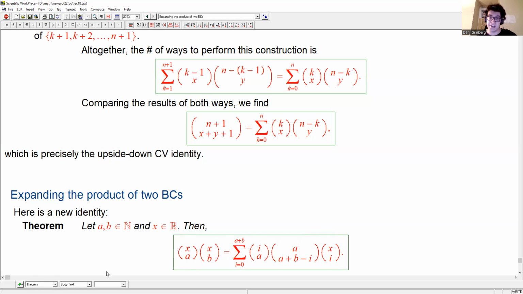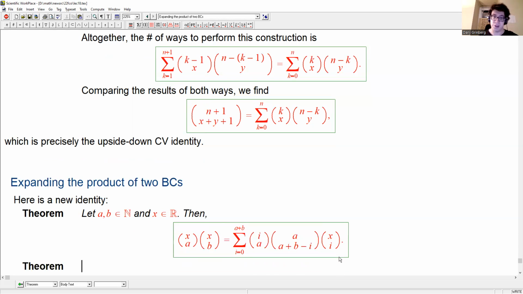The meaning of this is that if you have a product of two binomial coefficients with the same x on the top, you can expand it into a sum of just single x choose i's. But it's not just a sum, it's a linear combination. It has those constant factors on the front. But still, that's pretty good. So it lets you expand the product of two binomial coefficients into just sums of binomial coefficients.